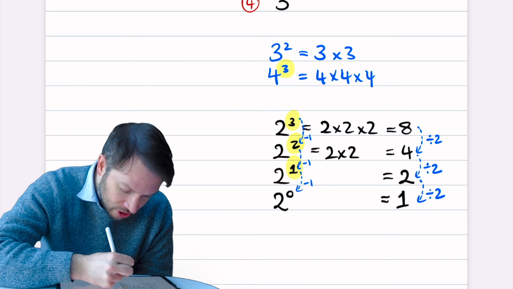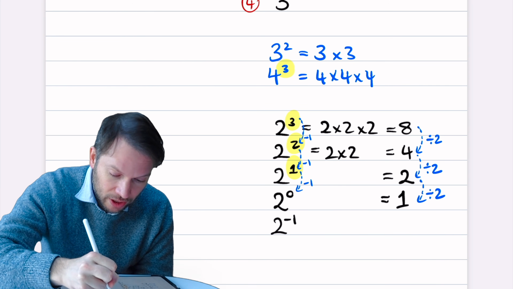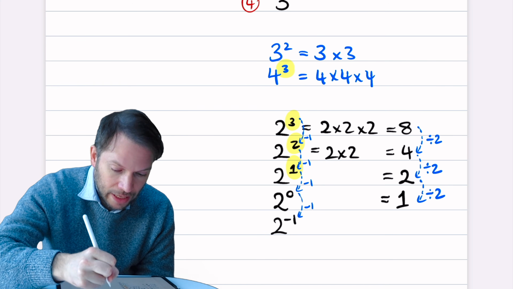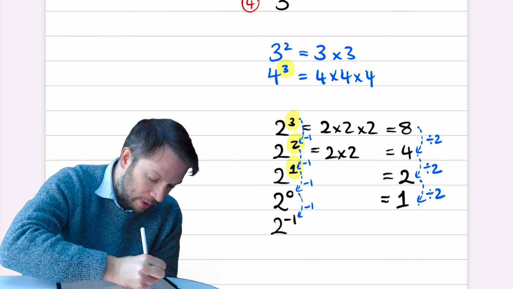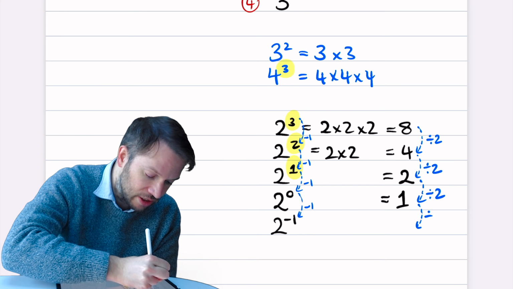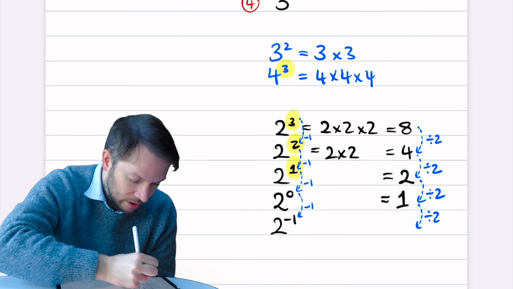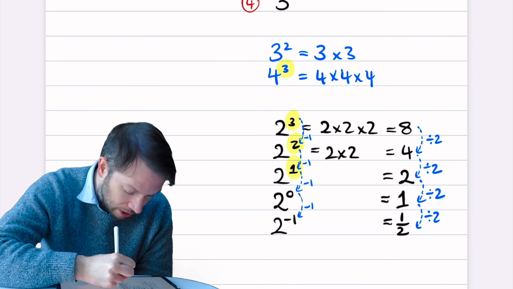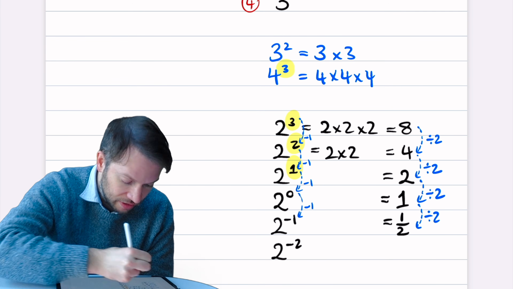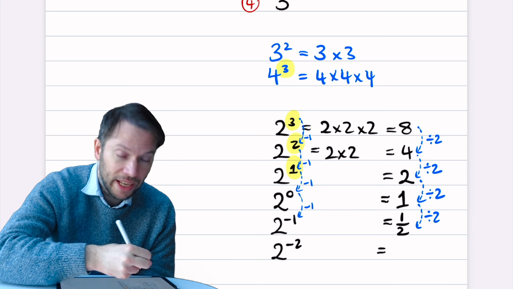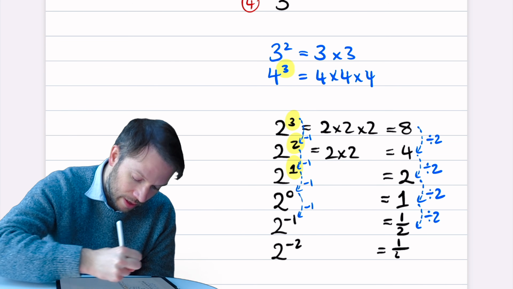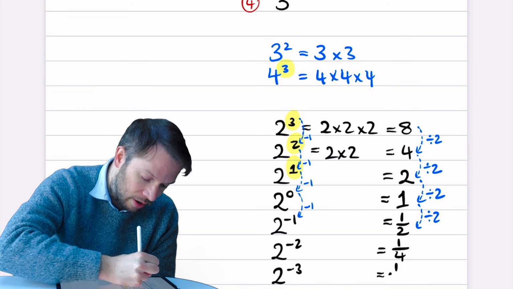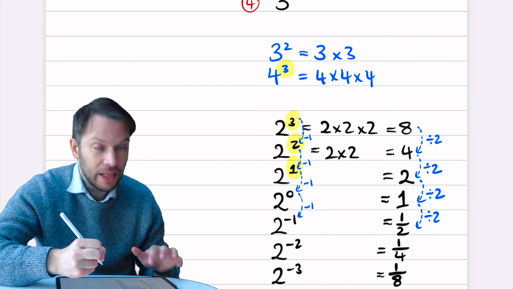So we could do 2 to the power of minus 1. We could decrease this index by 1 more. And then by following this pattern, if we divide by 2, then we've got 1 divided by 2, which is a half, if we write it as a fraction. And we can keep on going further. We then have 2 to the power of minus 2. And if we divide by 2 again, we're going to have a quarter. If we have 2 to the power of minus 3, we're going to divide by 2 again, we're going to get an eighth, etc.